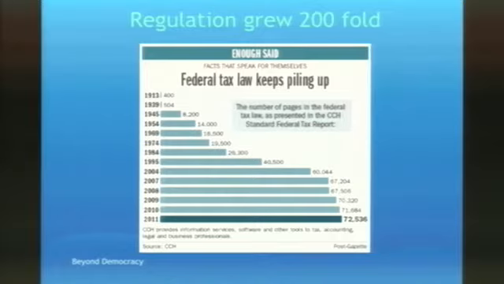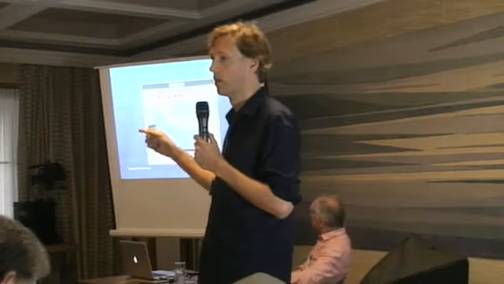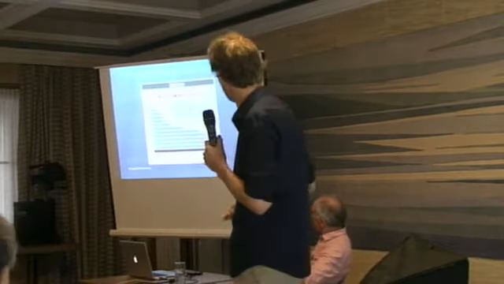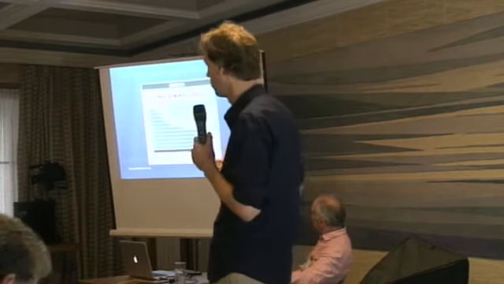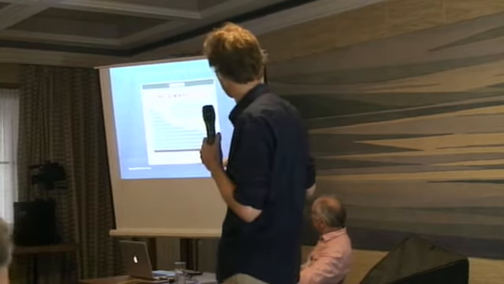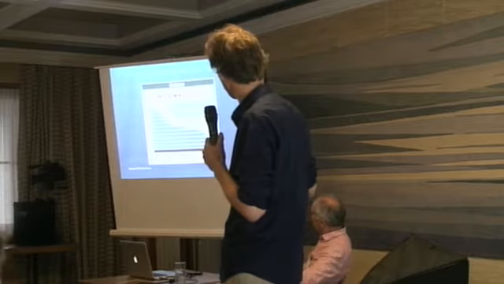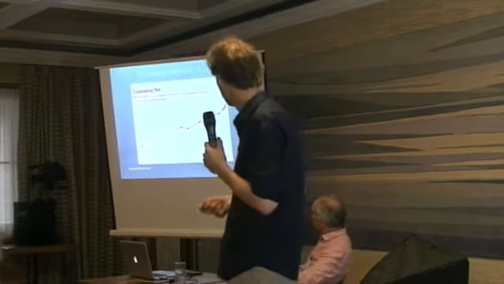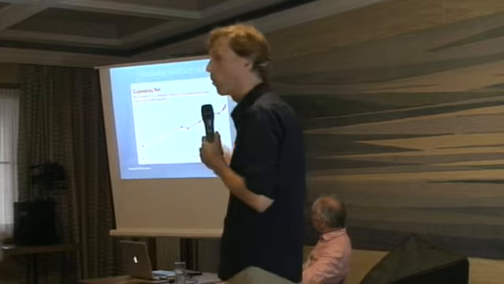This is the regulation, which grew 200-fold in the last century. And this is the land of the free, for example, the UK. In Europe, it's just as bad. This is the tax law, but the Federal Code of Regulation is just as bad. It used to consist of one book 100 years ago, and now it's 200 books. That's just one book for the index alone. Of course, this is not exactly motivating people to innovate or start companies.